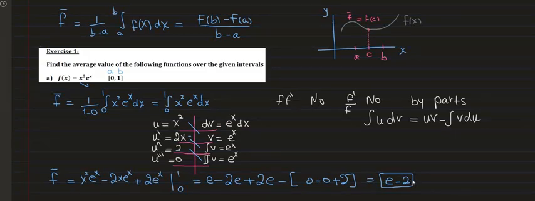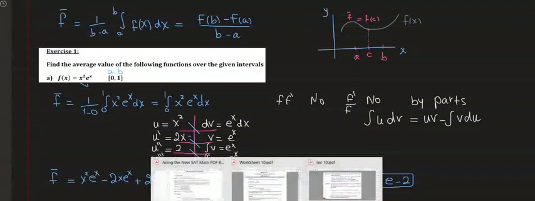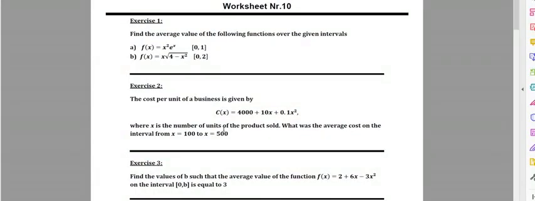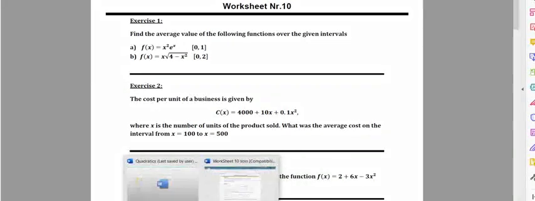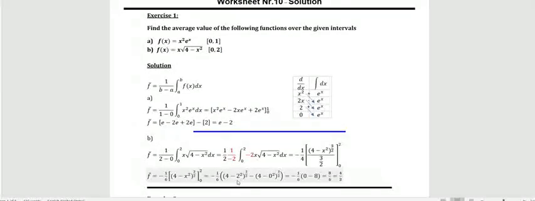So this is simply the average value, where we apply the formula and we get the average value of the function. You will find here part B for your practice. It's exactly the same if we revise that from the solution.